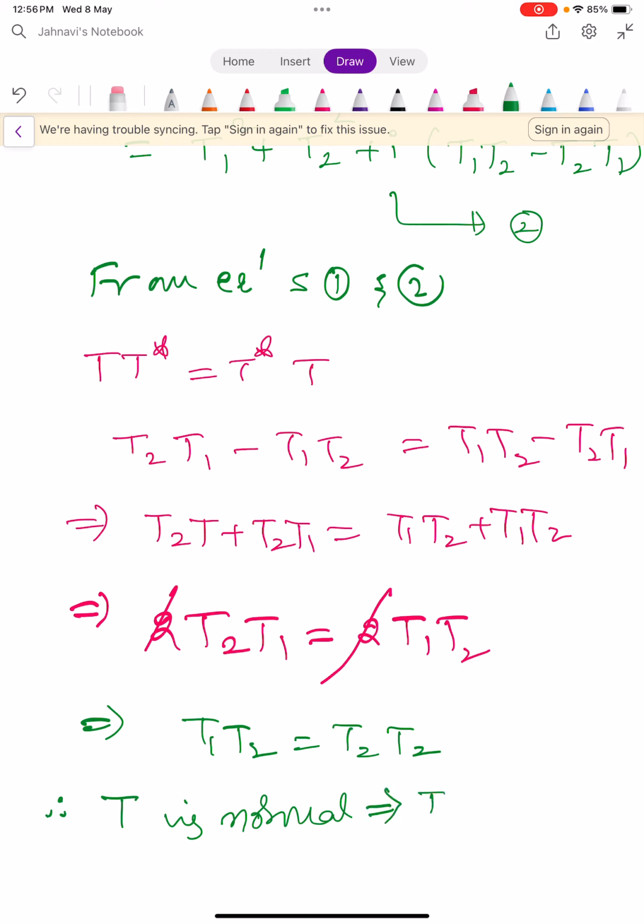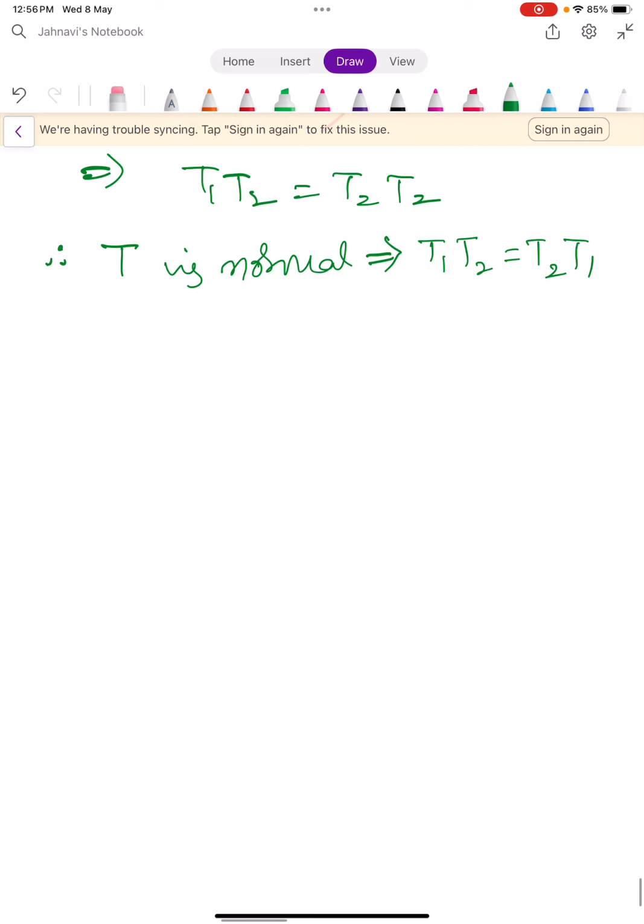We proved that if T is normal, the real and imaginary parts commute: T1 T2 is equal to T2 T1. So this is the first part of our theorem. Now we are going to prove the converse part.